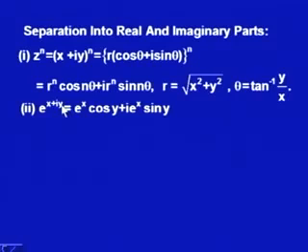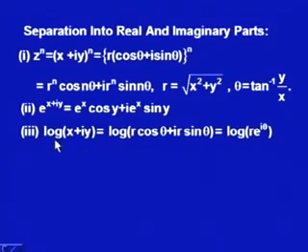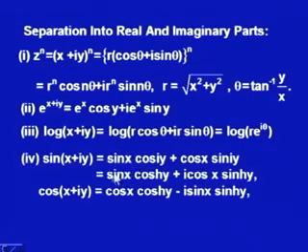Similarly, e^(x+iy) can be written in real and imaginary parts as e^x cos y plus i times e^x sin y. So, real part is e^x cos y and imaginary part is e^x sin y. Log(x+iy) is log of (r cos theta + i r sin theta), and this can be written as log of r times e raised to power i theta. Taking log, we can say log r is the real part and theta is the imaginary part of log(x+iy).